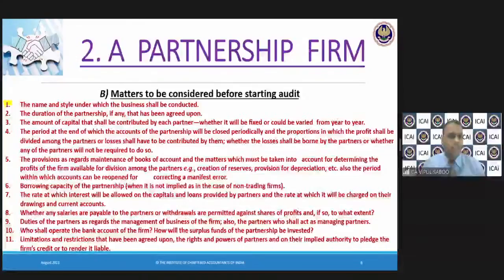If you have read a partnership deed, what does it look like? We, A resident of this, B resident of this, C resident of this, hereby form this partnership to carry out the business of electronics, to carry out the business of this, under the name and style of this. That is it. The duration of the partnership, you have read about it: partnership at will, partnership for a fixed period, right? The amount of capital that should be contributed by each partner, whether it will be fixed or it could be varied from year to year.